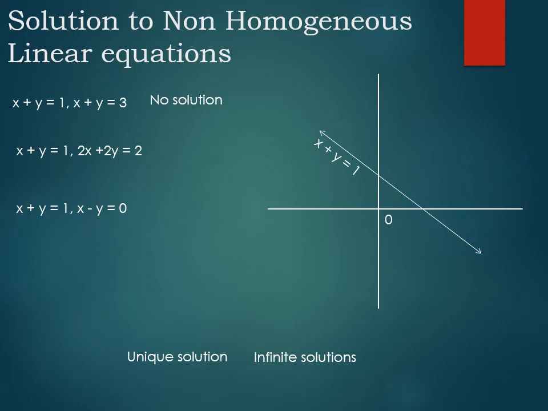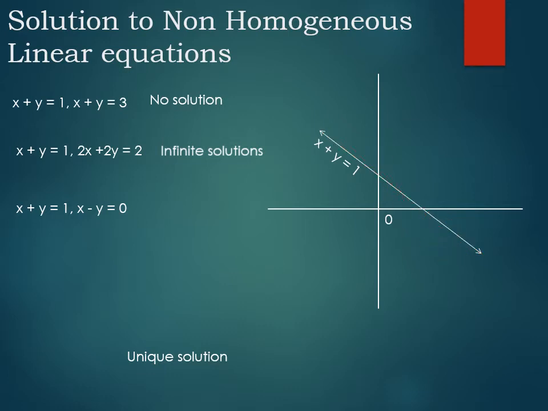Considering the second example, x plus y equal to 1 and 2x plus 2y equal to 2. If we solve 2x plus 2y equal to 2, it becomes x plus y equal to 1 and the two lines are one and the same. So they are having same slope and same intercepts. Still they are dependent on each other, so the system is consistent and it will have infinite number of solutions because the two lines intersect at infinite number of points. So here system is consistent with infinite solutions.